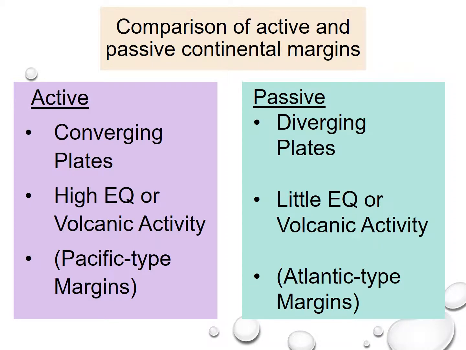So let's compare active and passive continental margins. The active margins you find on converging plate boundaries, the passive margins on diverging plate boundaries. At the active margins, you find a lot of geological activity. You have high earthquake or volcanic activity. And on the passive margins, you have little earthquake or volcanic activity. So active margins you find generally along the Pacific Ocean, and the passive ones in the Atlantic Ocean.